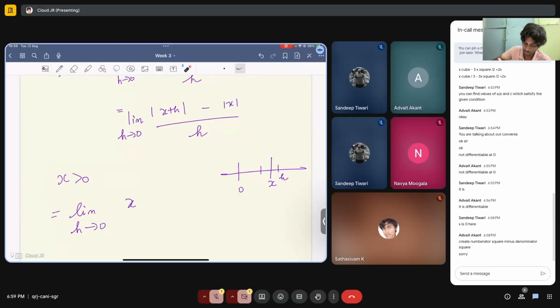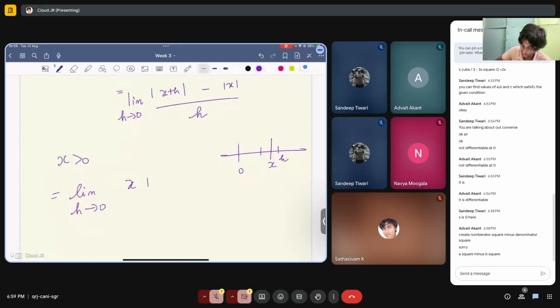Okay. So you will have (|x+h| - |x|)/h. Whenever x is positive, since h is going to 0, you can make h as small as you want. Just make sure that h is less than the length from 0 to x, which is basically x. So without loss of generality, you can assume that h is less than x.